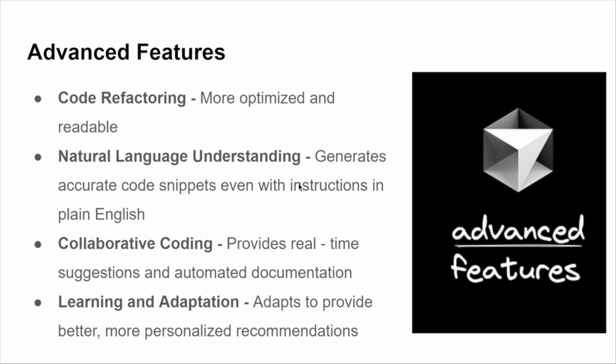Third is collaborative coding, where it enhances the teamwork by providing real-time suggestions and automated documentation to improve the code readability. And last is learning and adaptation. So AI continuously learns from a user's coding style and it adapts to provide better, more personalized recommendations over time.